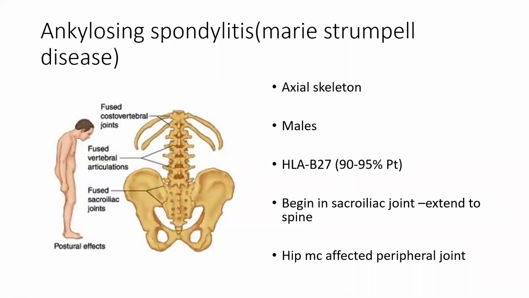Ankylosing comes from ankylosis. Ankylosis is fusion. It may be fibrous ankylosis, it may be bony ankylosis. Spondylitis means inflammation of the spine. So what happens in ankylosing spondylitis? There is inflammation of the spine, which leads to fusion of the spine. But it actually extends to the whole body.